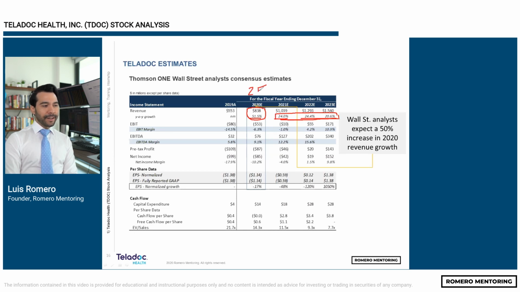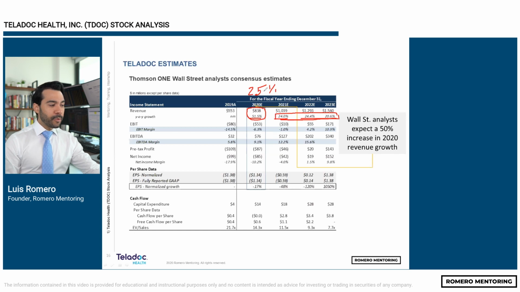Look at the impact that the coronavirus has had on the business at Teladoc. If we take 25% of 838, that would give you probably an extra, maybe 150. We could say between 100 to 150 million of additional revenue went to Teladoc because of the coronavirus.